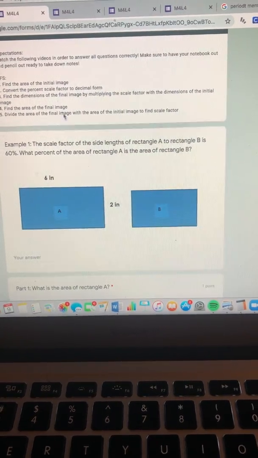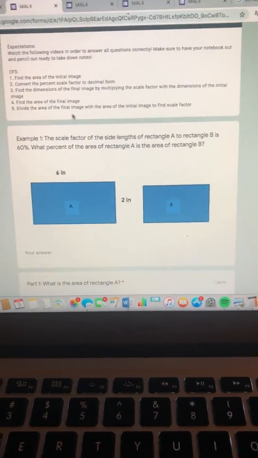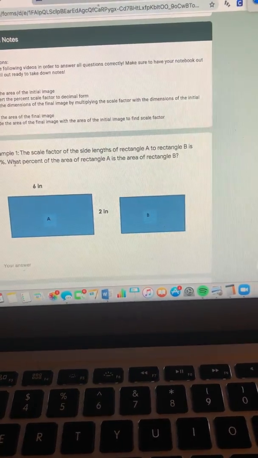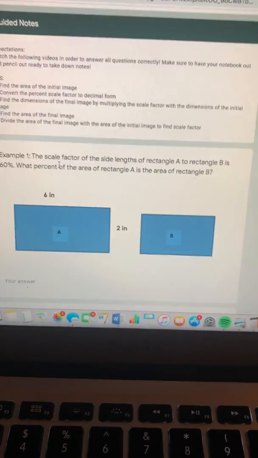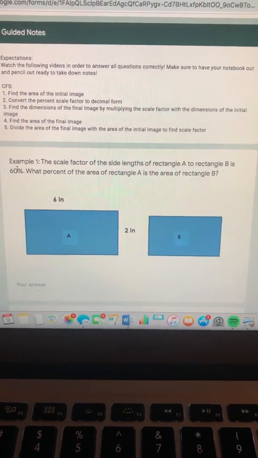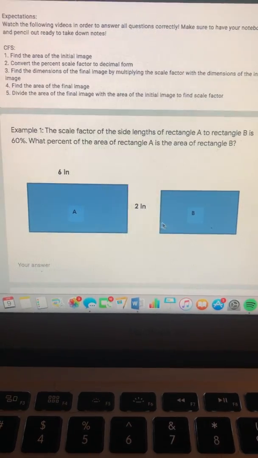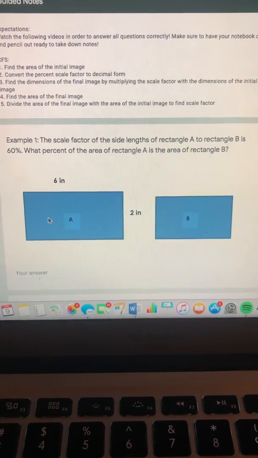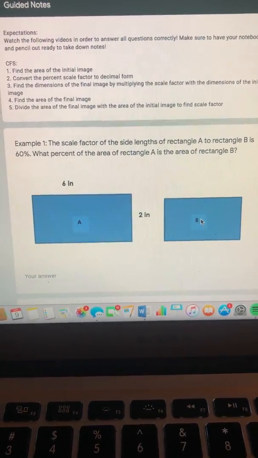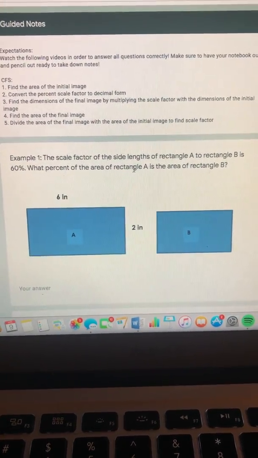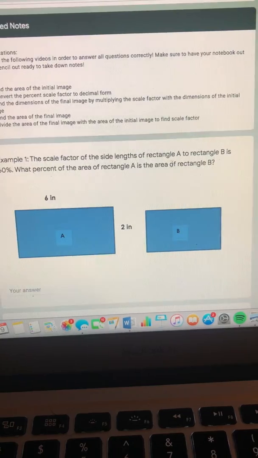Now, here you have the CFS, and each question actually breaks up the CFS for you. So example 1 shows the entire problem. It says the scale factor of the side lengths of rectangle A to rectangle B is 60%. What that means is rectangle A is getting smaller by 60% and is becoming rectangle B. So rectangle A is my initial image, rectangle B is my final image. What percent of the area of rectangle A is the area of rectangle B?